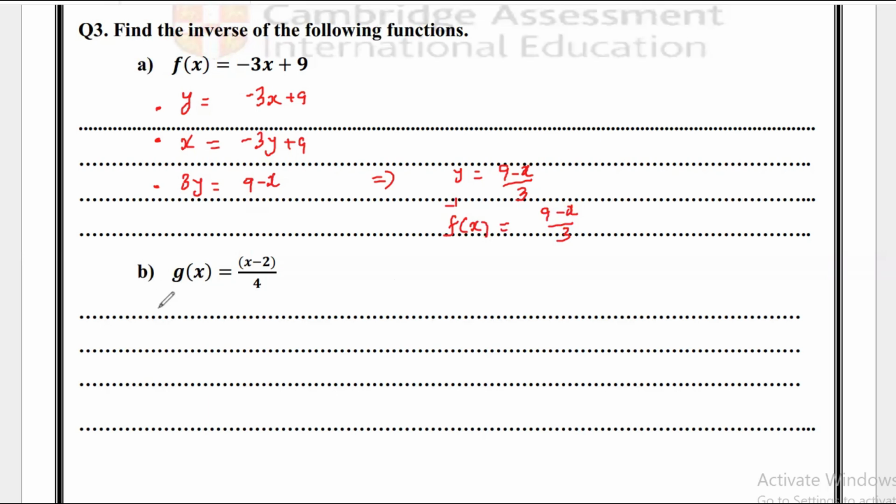Next, part B. Whether the function is g of x or f of x or h of x, all will be equal to y. This is the first step, y equals x minus 2 over 4. The second step, we change the places of x and y: x equals y minus 2 over 4, and then try to make y the subject. So 4x is equal to y minus 2, and then y is equal to 4x plus 2. So this y represents the inverse function, f inverse of x, which is equal to 4x plus 2.